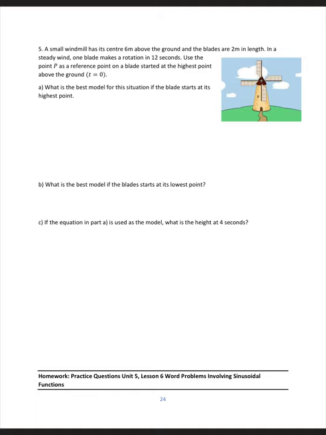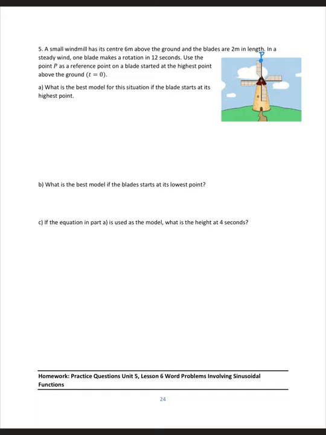So a small windmill has its center 6 meters above the ground, and the blades are 2 meters in length. In a steady wind, one blade makes a rotation in 12 seconds. Use the point P as a reference point on a blade started at its highest point above the ground. So we're going to use point P because it's going to be at its highest point above the ground, which would be when it's straight up and down.